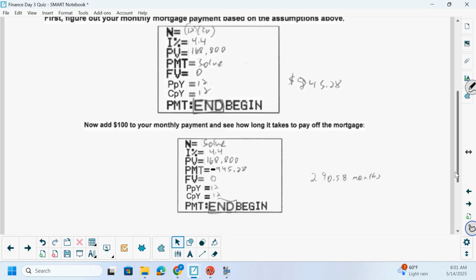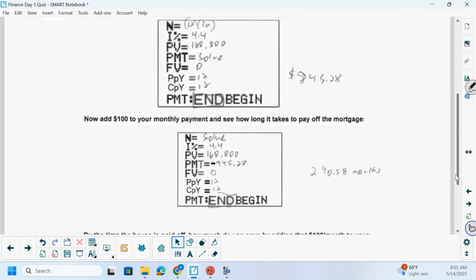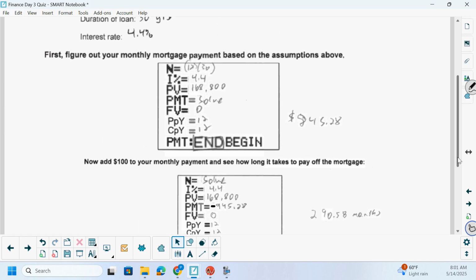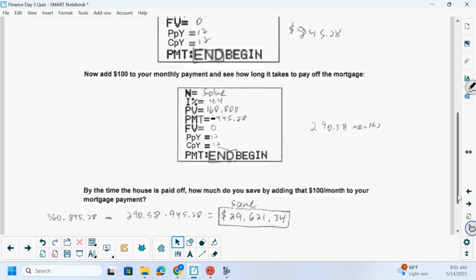But now in the next one, I assumed I put an extra $100 down. So for this, now I'm doing a payment of $945.28. And what we want to solve for is how long it'll take to pay off the mortgage. It's now 290 months or so, rather than the 360, which is the 30 times 12. So around 70 months shorter.